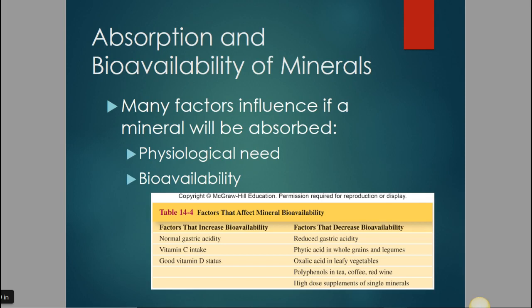Some factors that can decrease bioavailability include a lower level of acid in the stomach, phytic acid in whole grains and legumes, oxalic acid in leafy vegetables. That one is especially important because it interferes with calcium absorption. Polyphenols, which are in tea, coffee, and red wine, and then high-dose supplements of single minerals. This is one of those reasons that unless a deficiency has been identified and a doctor has recommended a supplement, typically you're better off sticking with a multivitamin than consuming a high dose of just one, because it can block absorption and bioavailability of others.